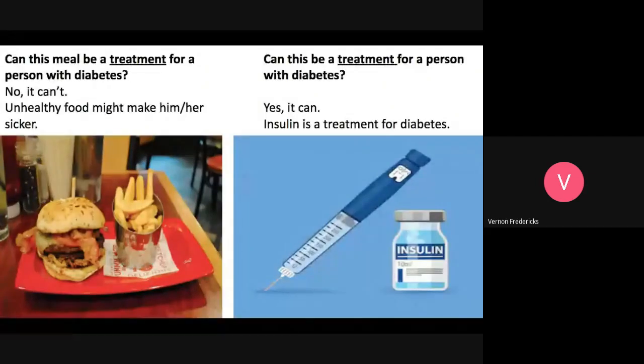Okay. Question, picture number one. Can this meal be a treatment for a person with diabetes? No, it can't. Unhealthy food might make him or her sicker. Okay, so this is not a treatment. Picture number two. Can this be a treatment for a person with diabetes? Yes, it can be. Insulin is a treatment for diabetes.